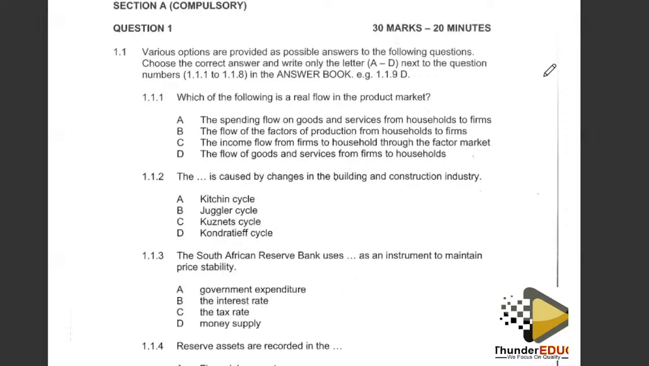So now it means that automatically we are left with what? We are left with D. And that makes D our answer. The best answer is the flow of goods and services from firms to households. Remember, I said that in order for you to master this, you should understand the concept. So now, since the product market is the platform where goods and services are being bought and sold, in this regard this calls for D as the correct option compared to the other options.